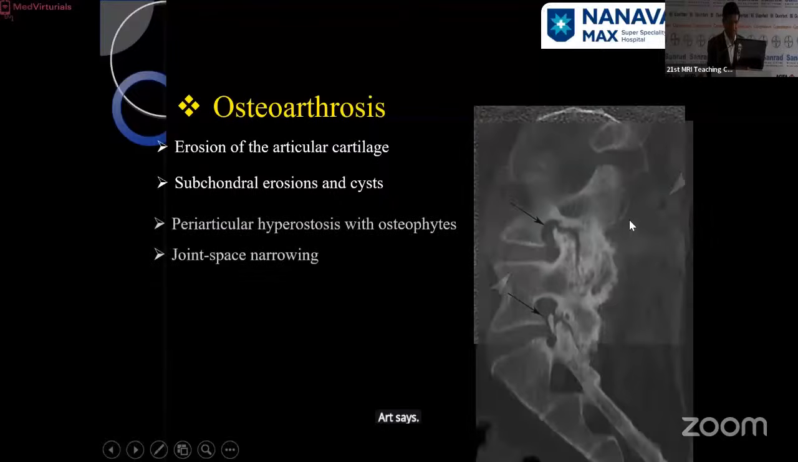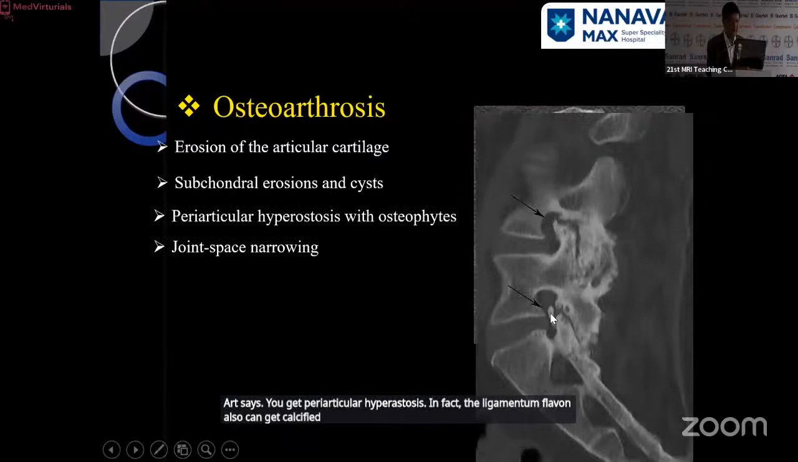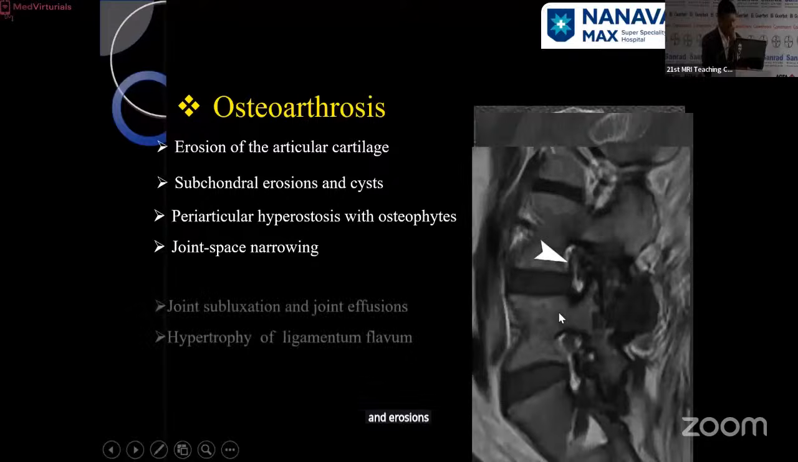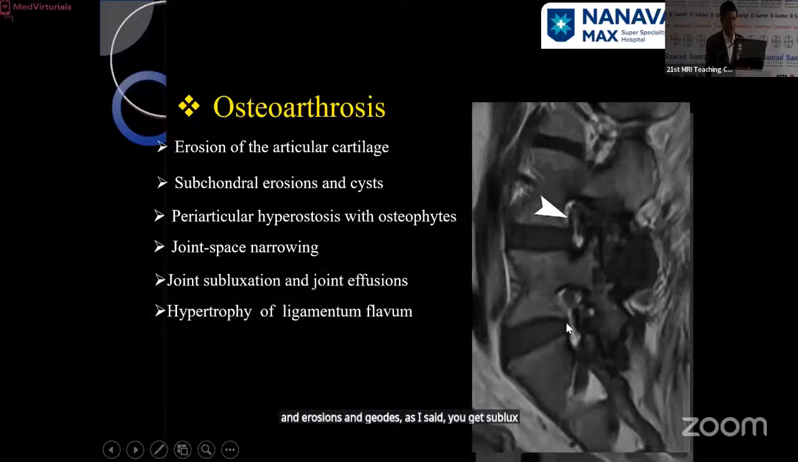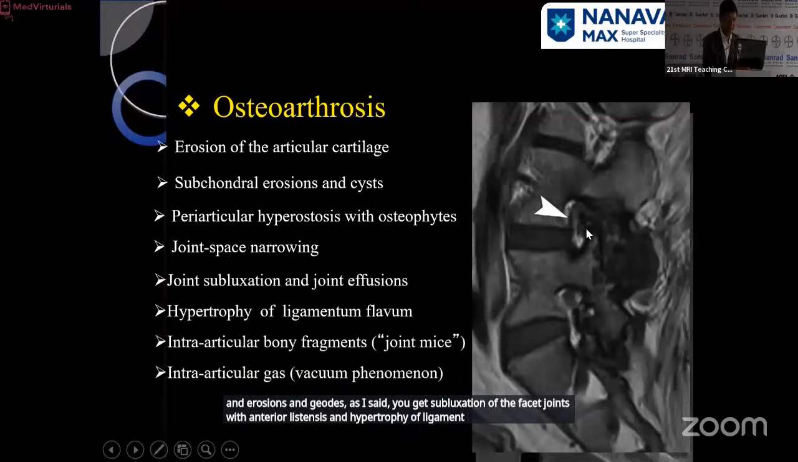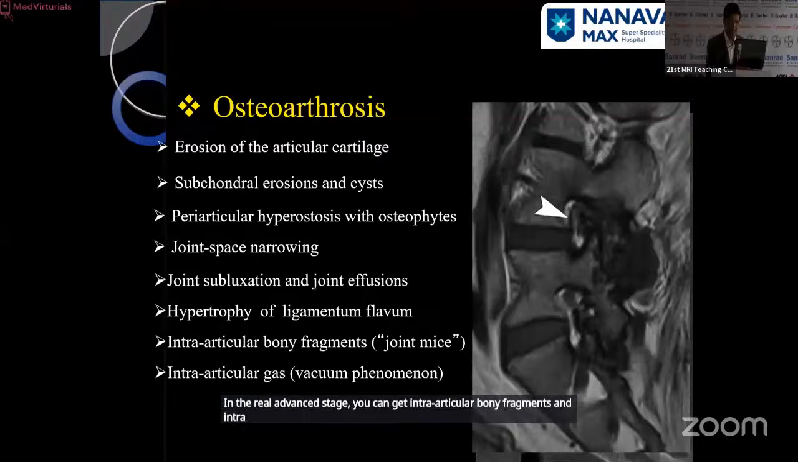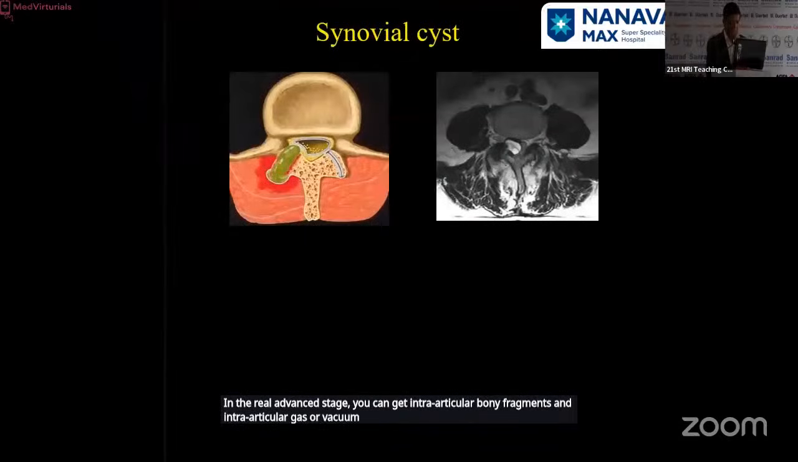You get periarticular hyperostosis. In fact, the ligamentum flavum also can get calcified in the lower lumbar region. You get joint space narrowing and erosions and geodes, as I said. You get subluxation of the facet joints with anterior listhesis and hypertrophy of the ligamentum flavum. In the really advanced stage, you can get intra-articular bony fragments and intra-articular gas or vacuum phenomenon.